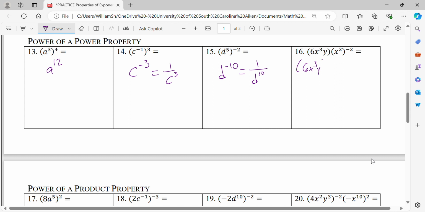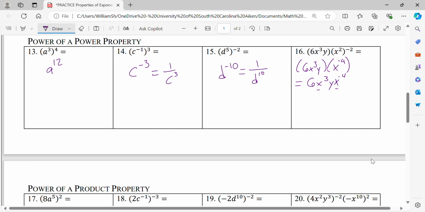Okay, so I'm going to leave the 6x to the third y alone. And I'm going to say power to a power, I multiply. So I need to do 2 times negative 2. That's going to give me x to the negative 4. Okay, now essentially this is just multiplication at this step. So I can simplify it down to 6x to the third y times x to the negative 4.